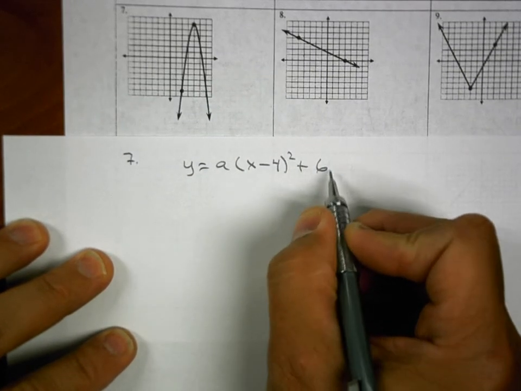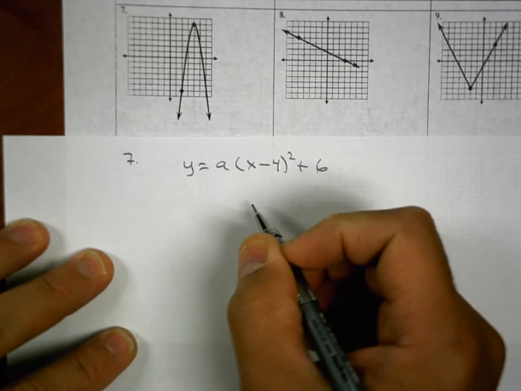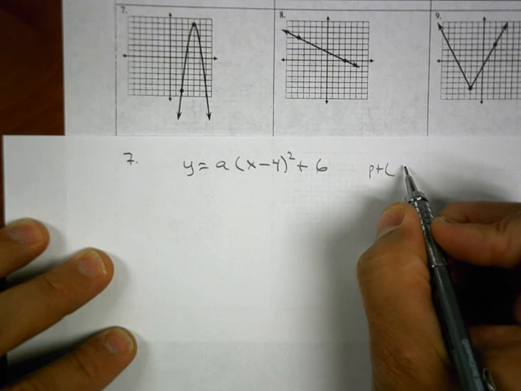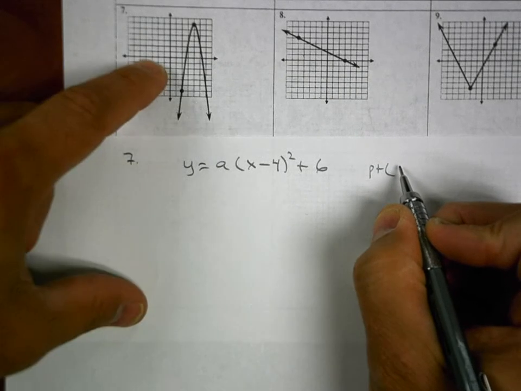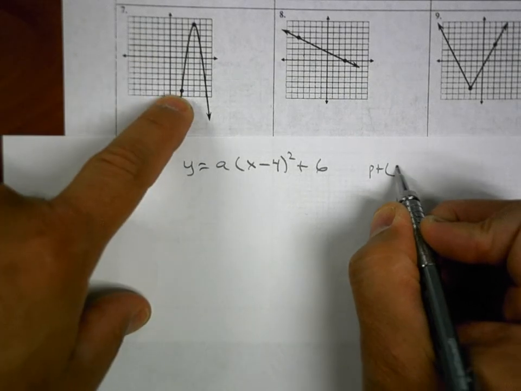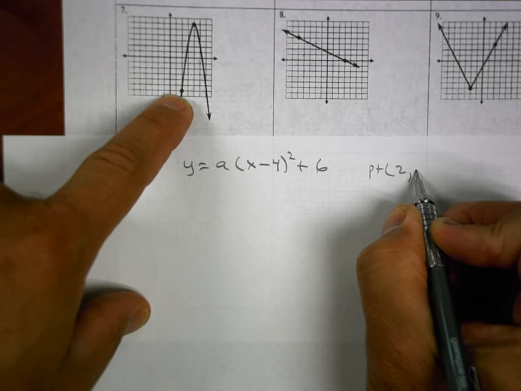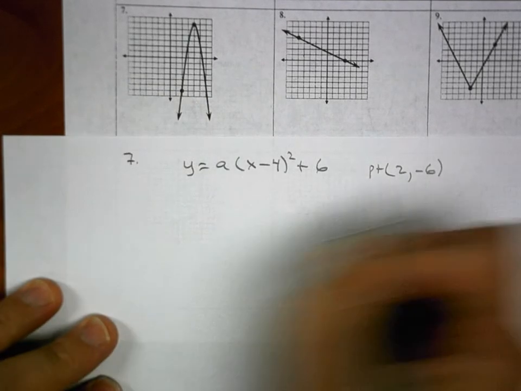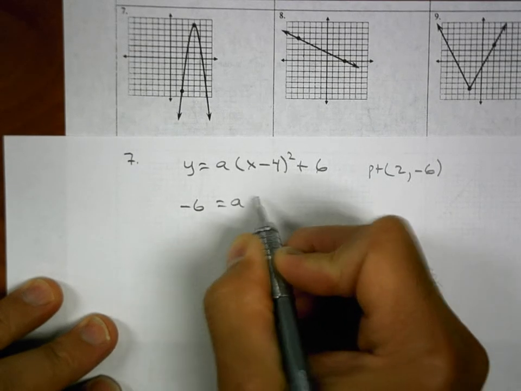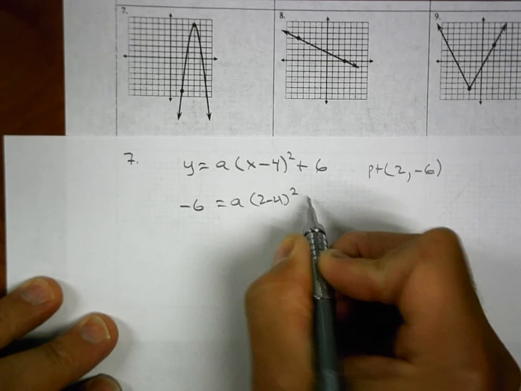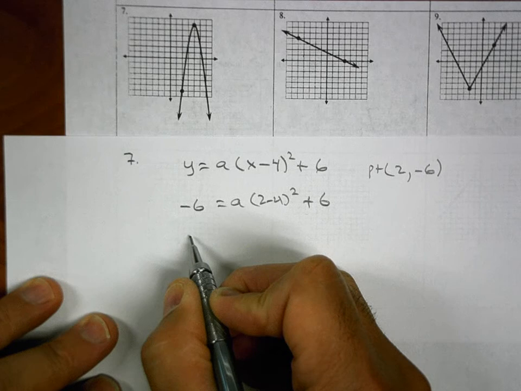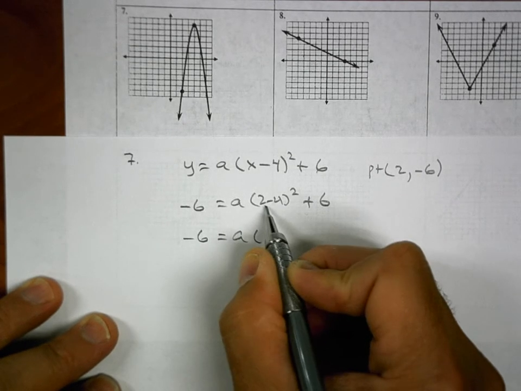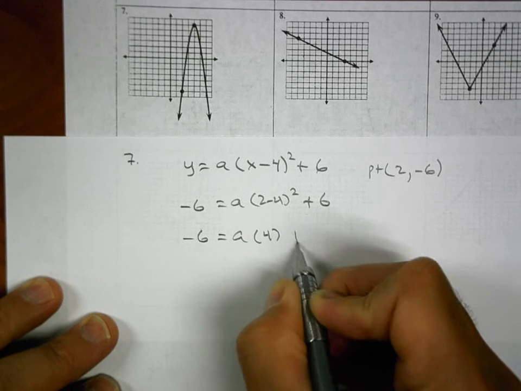You got it. Good. And then I did negative 6 equals a. Okay, so good. So you picked this point, which was at 2 comma negative 6, right? Yes, I did negative 6 equals a. Good. 2 minus 4 squared plus 6. Good. And then I solved it. You solved it. So negative 6 equals a times negative 2 squared is 4 plus 6. Great. And then I got negative 3 for a.